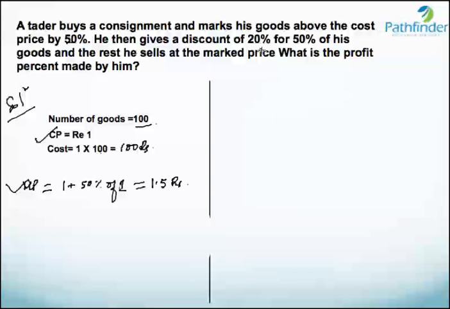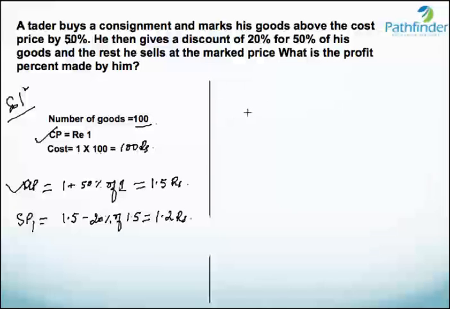So this is your mark price. Then he gives a discount of 20% for 50% of his goods. So obviously we need to calculate the discounted selling price, and because the discount is 20%, the effective selling price is 1.5 rupees minus 20% of 1.5, that is 1.2 rupee.